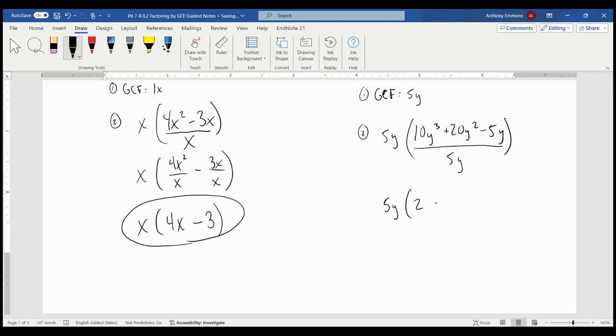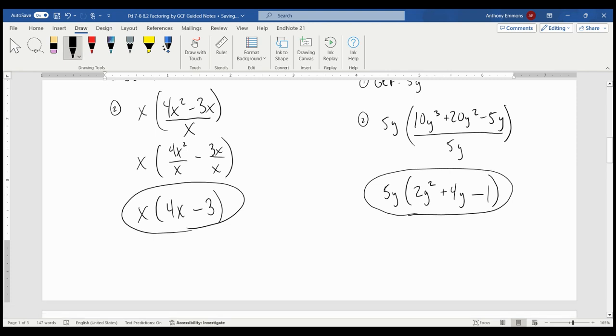Y cubed divided by y will give me y squared. A positive divided by a positive, 20 divided by 5, y squared divided by y. A negative divided by a positive, 5 divided by 5 is 1. Y divided by y is also 1. So we're just looking at overall a 1. Final answer, 5y times the quantity, 2y squared plus 4y minus 1.